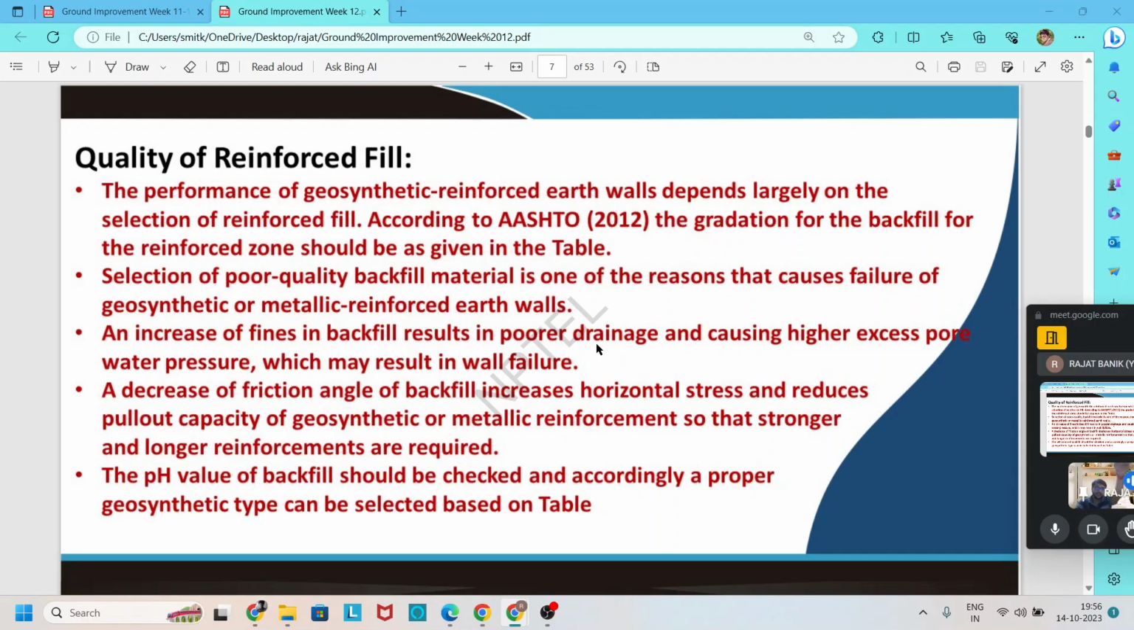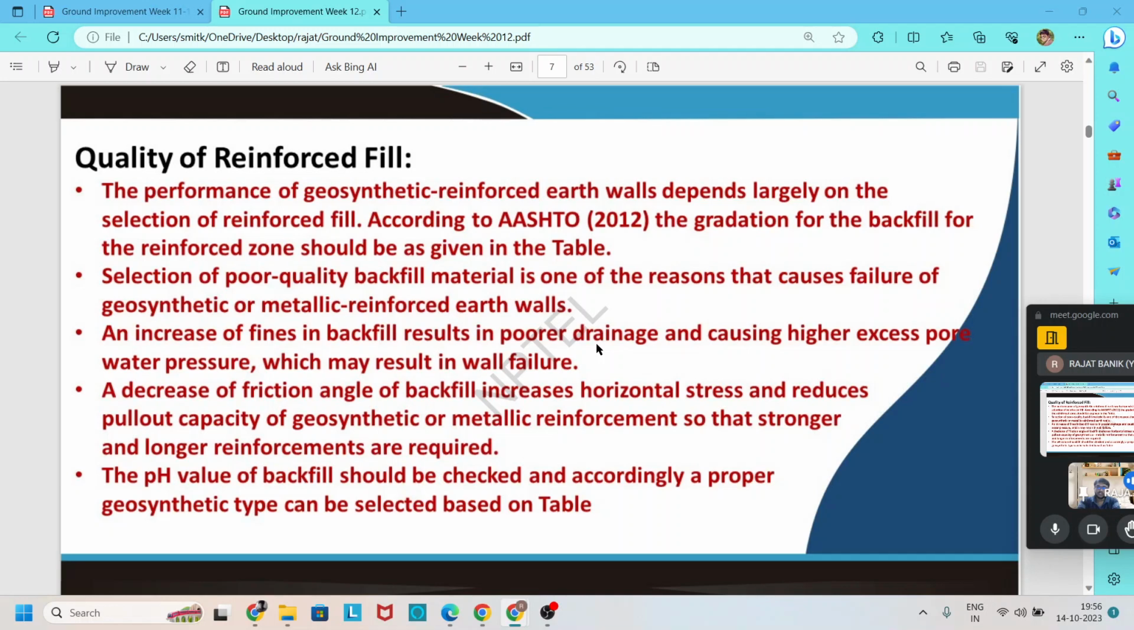A decrease of the friction angle of the backfill material reduces proper drainage and causes higher excess pore water pressure, which may result in wall failure.